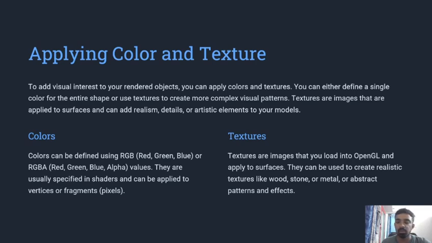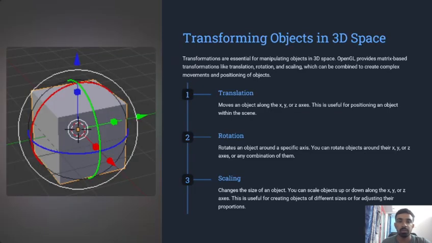Textures are images that you need to load into OpenGL and apply to surfaces. They are used to create realistic textures like wood, stone, or metal, or abstract patterns and effects.